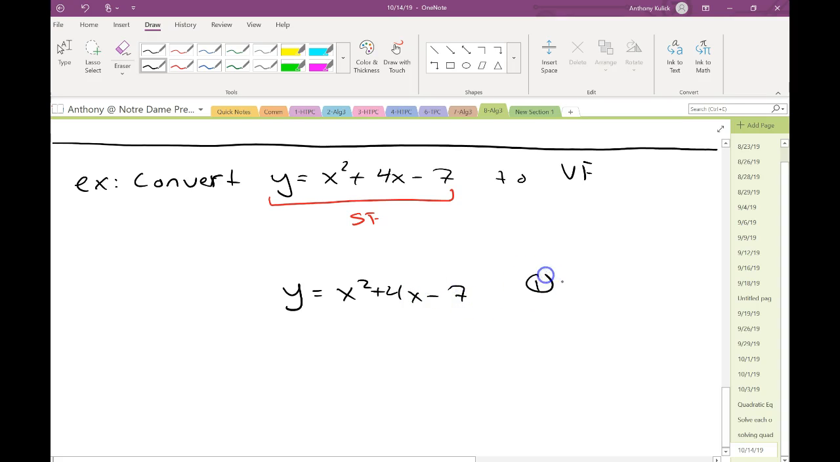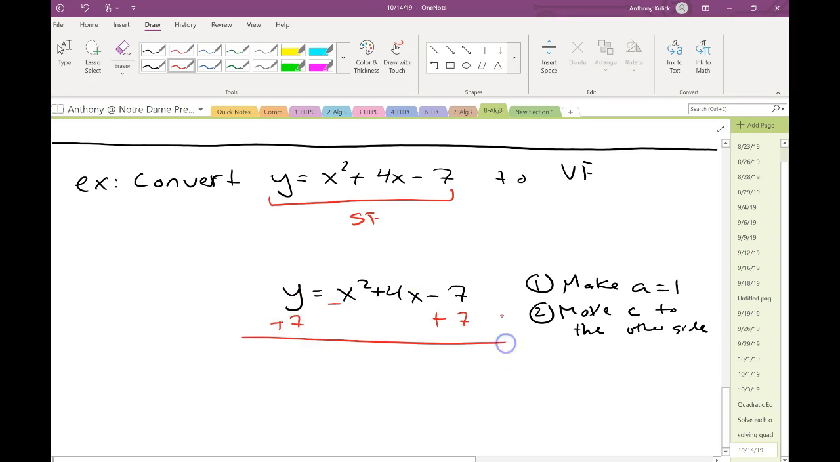So the first step is to make that leading coefficient equal 1. What is the leading coefficient in my problem? It's already 1, so I don't have anything to do there, okay? Next step would be to move the c, or the constant term, to the other side. So to do that, I'll just add 7 to both sides.